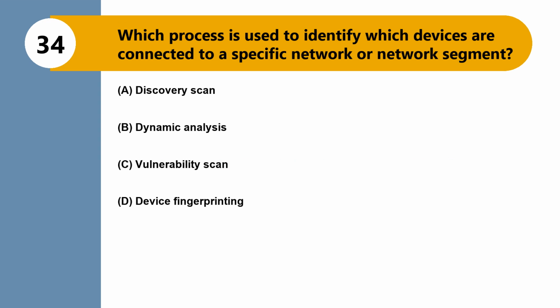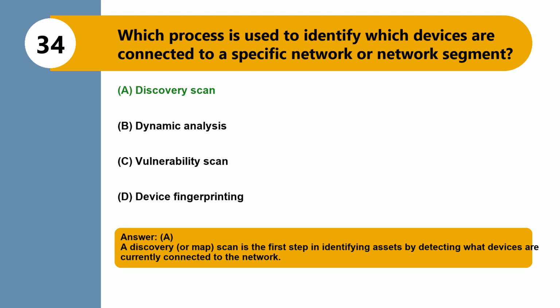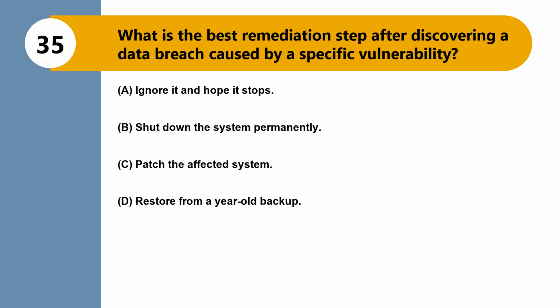Question 34. Which process is used to identify which devices are connected to a specific network or network segment? Option A, discovery scan. Option B, dynamic analysis. Option C, vulnerability scan. Option D, device fingerprinting. The correct answer is option A, discovery scan. A discovery, or map, scan is the first step in identifying assets by detecting what devices are currently connected to the network.